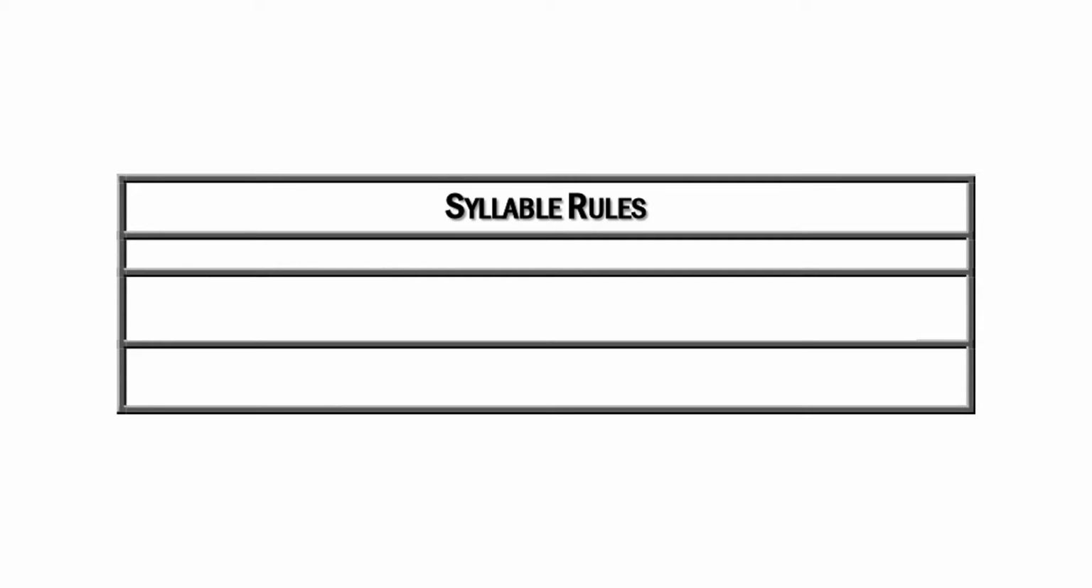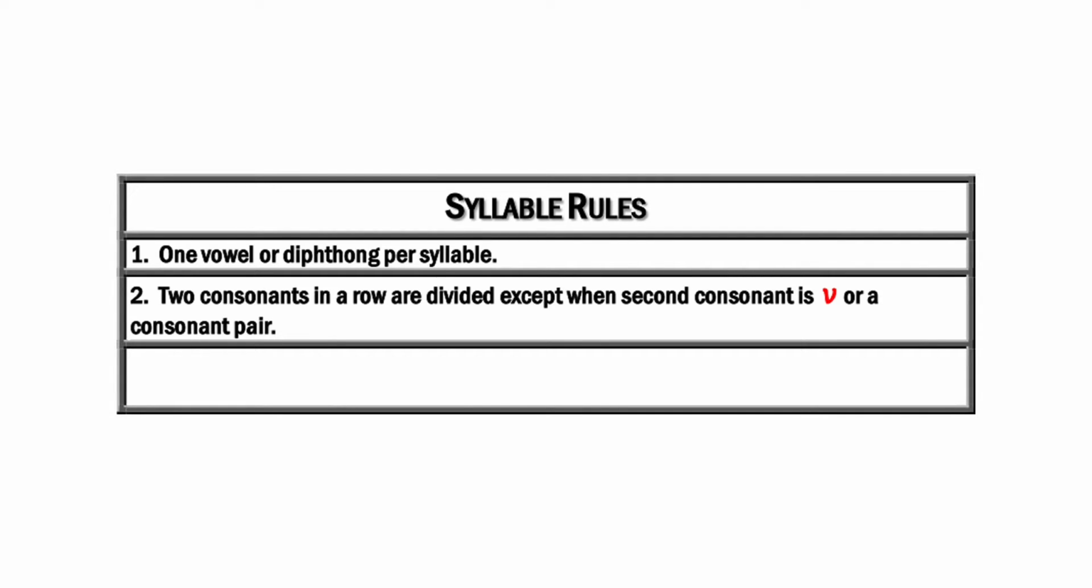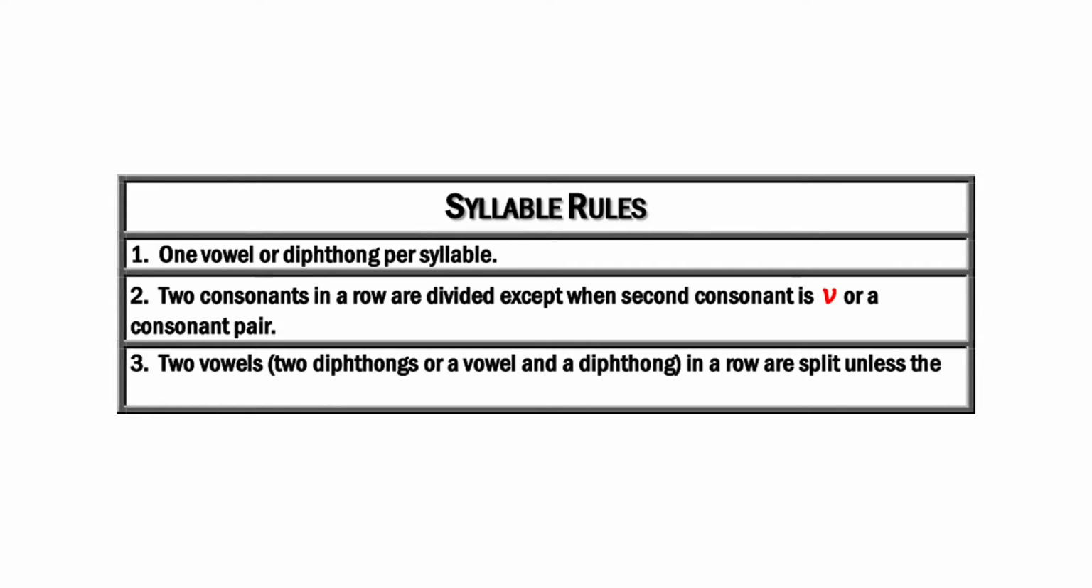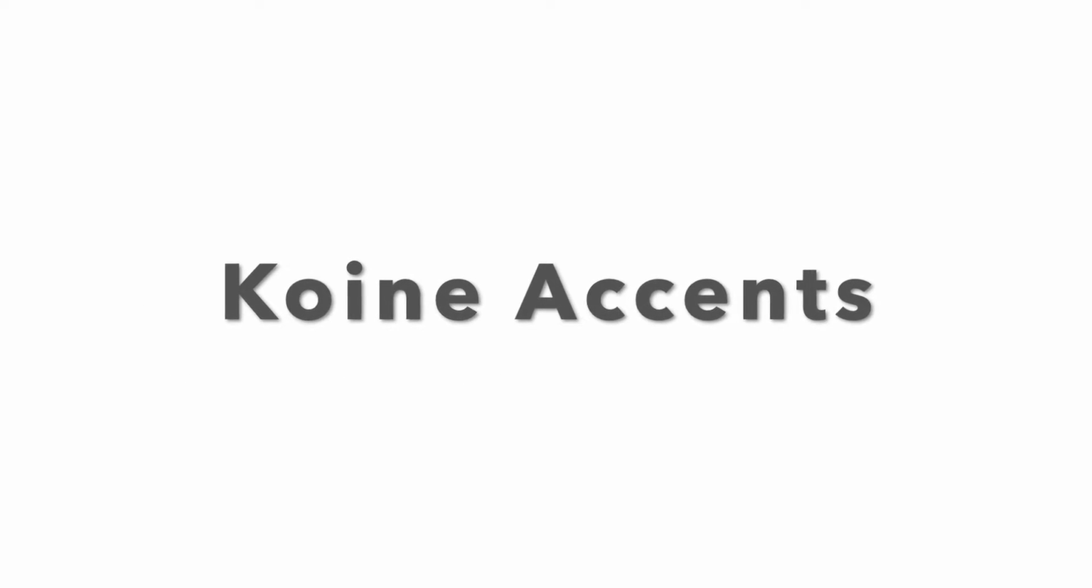Okay, here are 3 basic rules for KOINE Greek syllables. Number 1, one vowel or diphthong per syllable. Number 2, two consonants in a row are divided, except when the second consonant is a nu or a consonant pair. Number 3, two vowels, or two diphthongs, or a vowel and a diphthong in a row are split, unless the vowel is part of a diphthong.